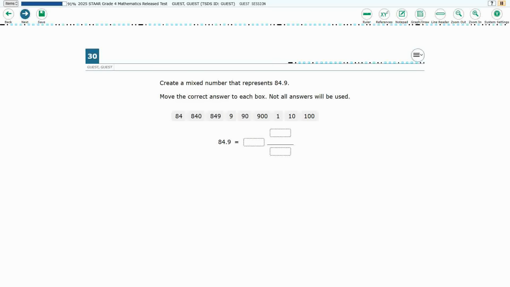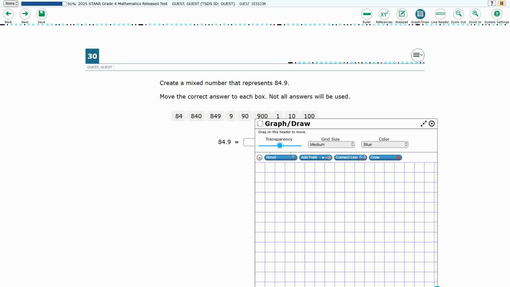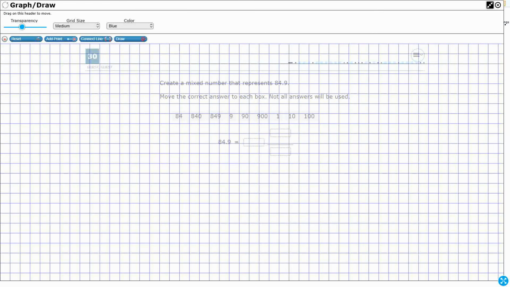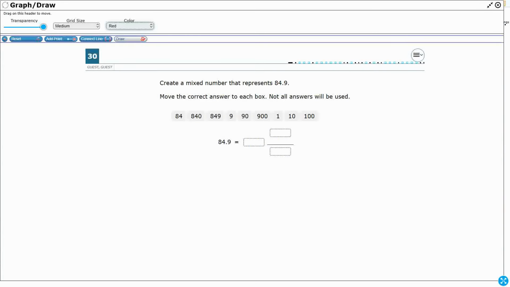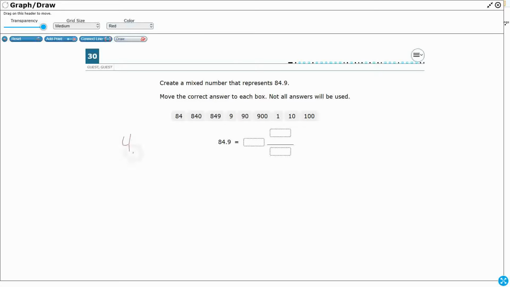For number 30, we are looking at relating fractions and decimals. So we see a drag and drop here. This is 4.2G. Now, 4.2G, long gone are the days where we're just looking at proper fractions. We are looking at improper fractions or mixed numbers, most likely here. And so we need to find ways that we can make 84.9 or 84 and 9 tenths.